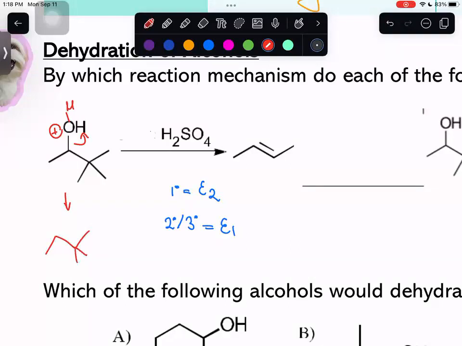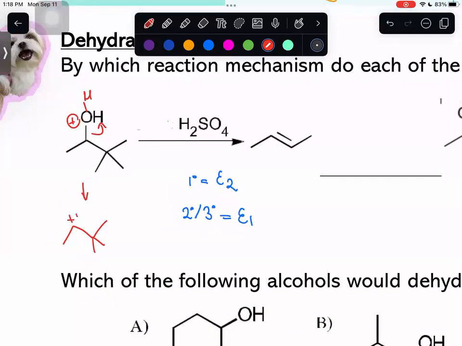Now, why am I following the E1 mechanism? Secondary. It's a secondary alcohol, exactly. So now I have my secondary carbocation, right? Okay, now, could I make it any better? Yes. Methyl shift, exactly.